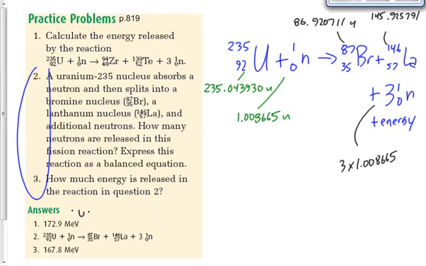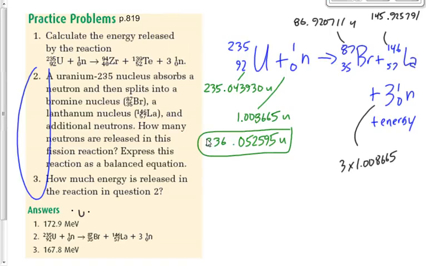All right, what do we get when we add up 235 plus 1? 236 point something. See that lightning quick math there? I'll leave you guys with the rest of it. I've done the hard part here. 235 plus 1 is 236. Let's see, 0.052595. Good, 236.052595.